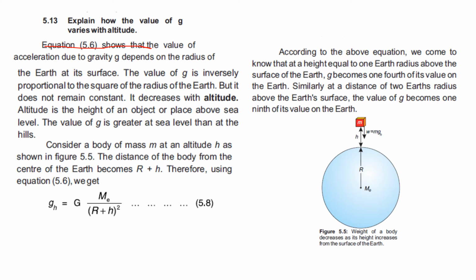Consider a body of mass m at altitude h, as shown in the figure. The distance of the body from the center of the earth becomes r plus h. Therefore, using the equation, we get g_h is equal to G M_e by (r plus h) whole squared. According to the above equation, at a height equal to 1 earth radius above the surface of earth, g becomes 1/4 of its value on the earth. Similarly, at a distance of 2 earth radii above the earth's surface, the value of g becomes 1/9 of its value on the earth. And you also have to draw this diagram with this question.